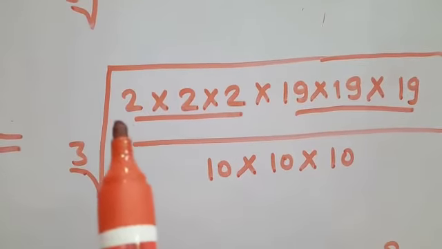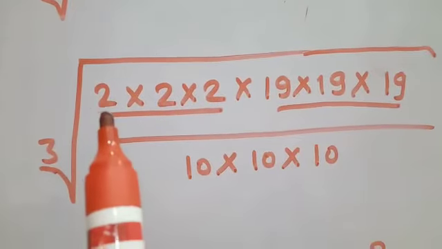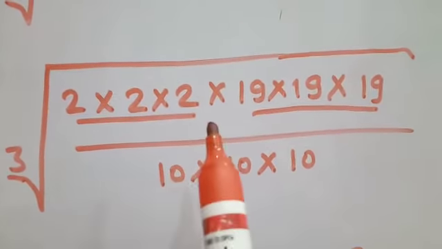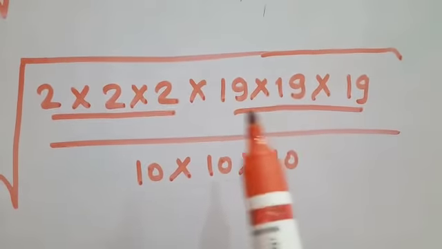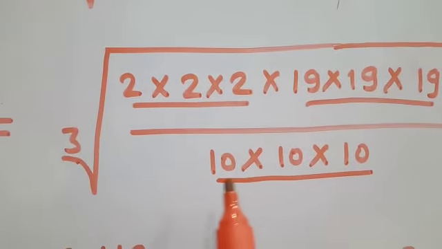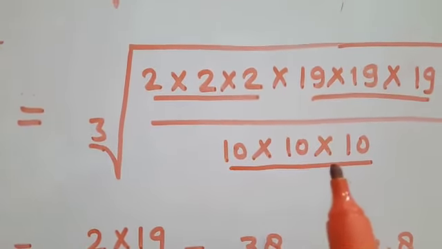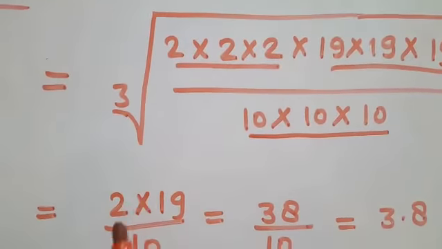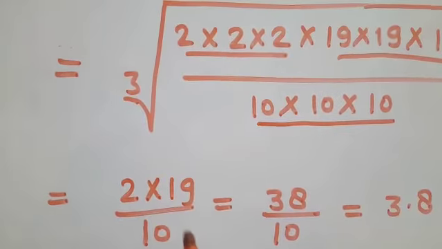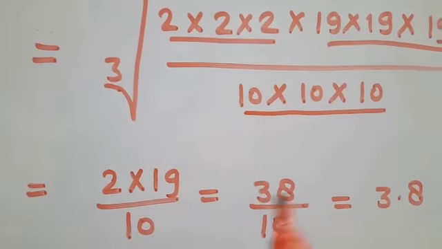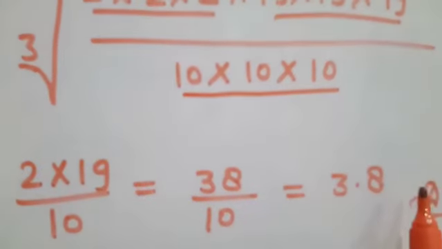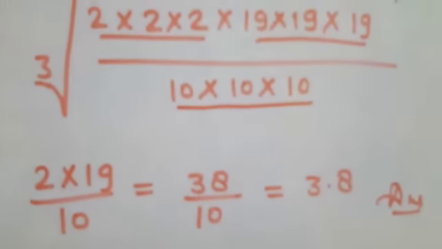Then we will make triplets of the same 3 digits. First triplet 2 into 2 into 2, second triplet 19 into 19 into 19, and third triplet 10 into 10 into 10. When they come out from the cube root, they will be single. 2 into 19 upon 10, equal to 38 upon 10, which will be 3.8. Answer is 3.8.